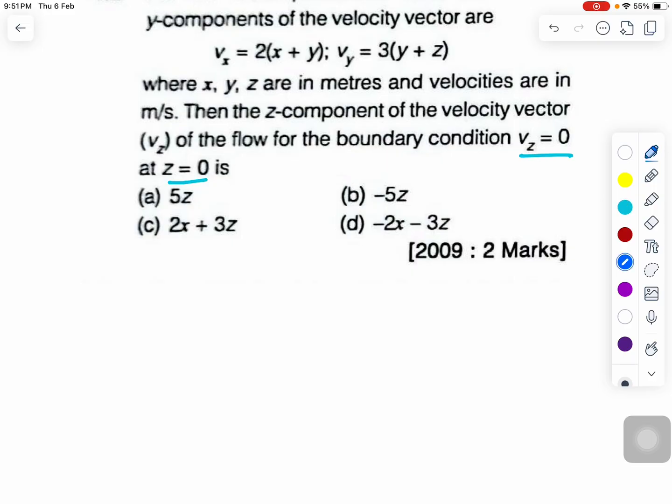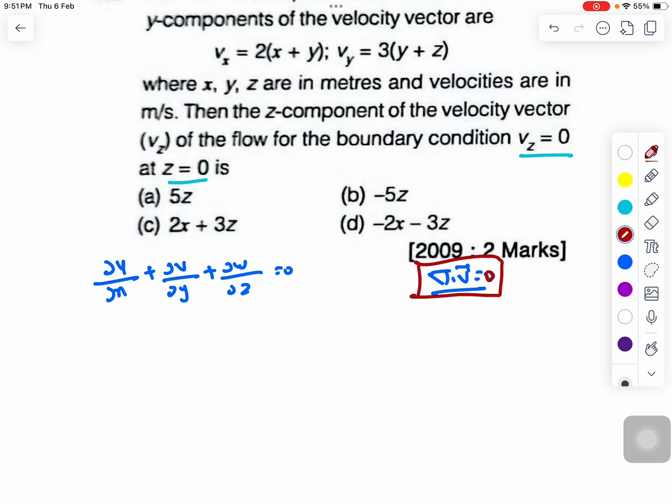When we talk about all of these things, we have to apply the continuity equation. What the continuity equation says is that del u by del x plus del v by del y plus del w by del z equals 0, meaning del dot V vector equals 0. Is that clear? The divergence of the velocity vector will be equal to 0.